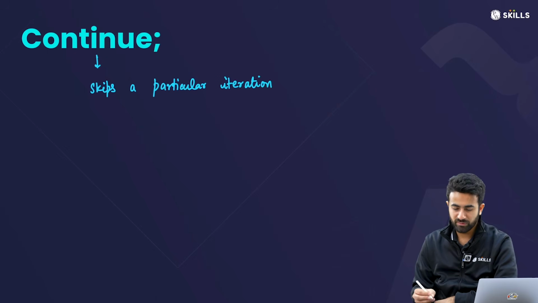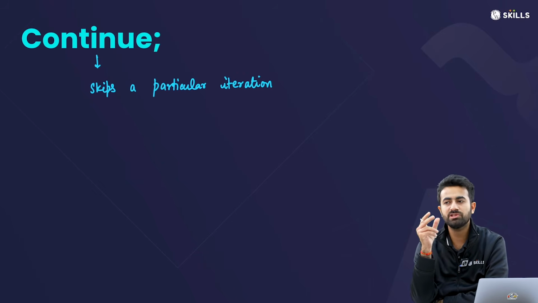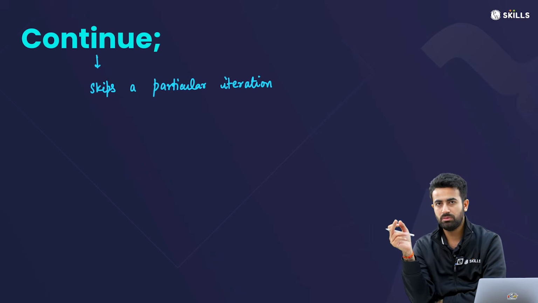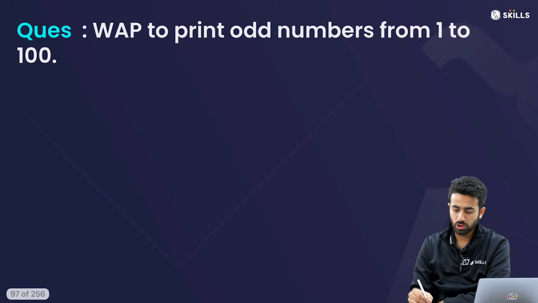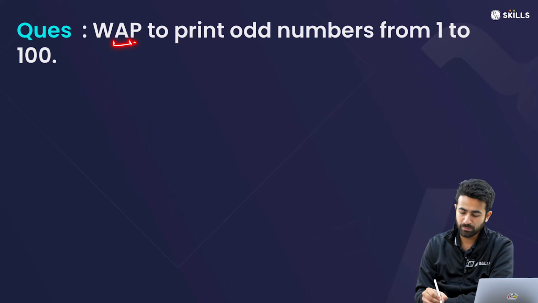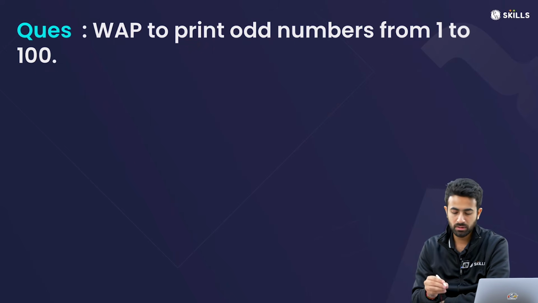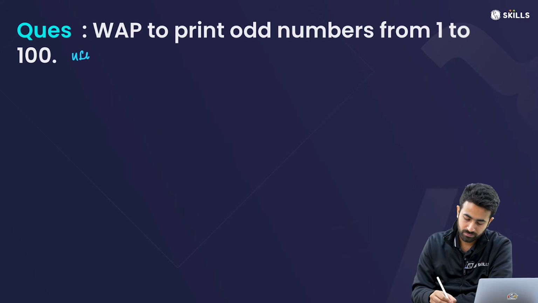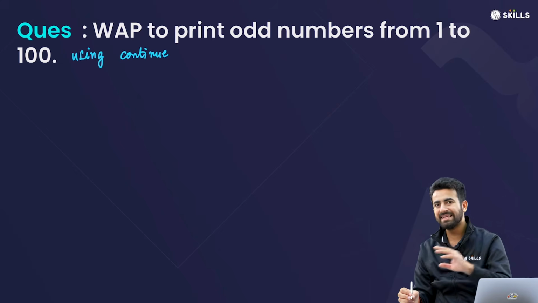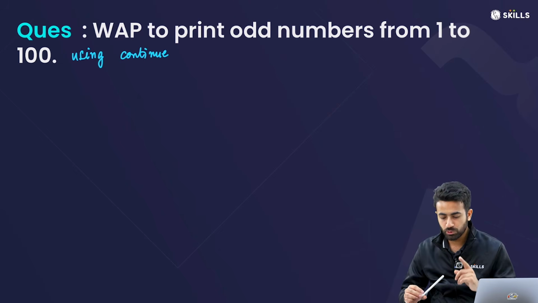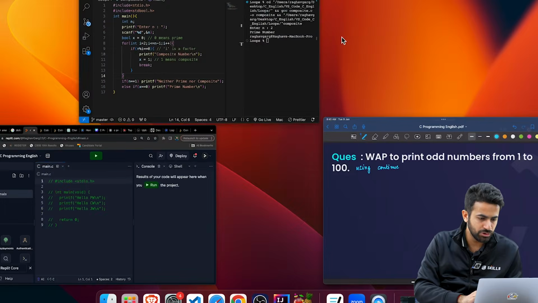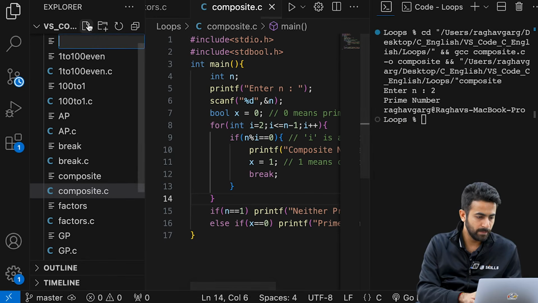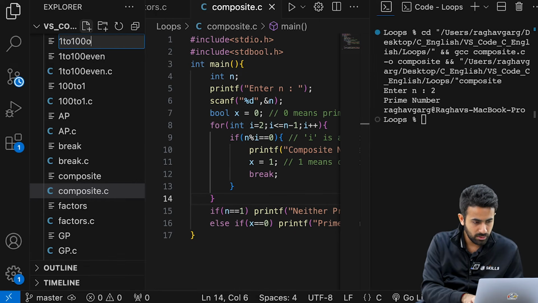Like a particular 1 or 2 or maybe X number of rounds, it skips, it misses. Okay, and then moves to the next round. For example, if you want to solve this question: write a program to print odd numbers from 1 to 100 again, but using the continue statement, or maybe skipping the even numbers. So I will teach you how to do this with continue. Very simple. Continue is not a big deal, but you just need to know.